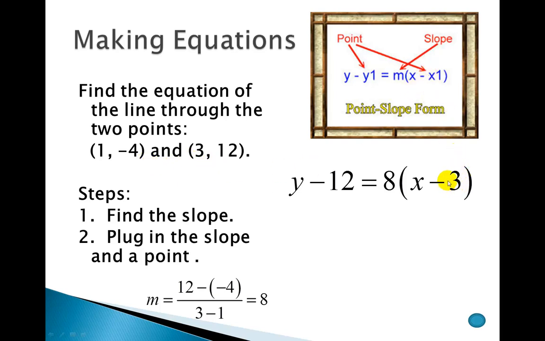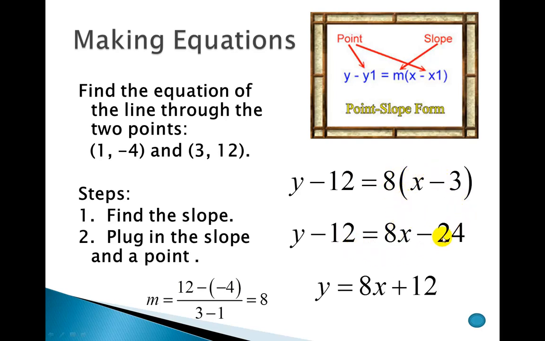Then I plug those numbers in, and so now I'm ready to clean up. I'll multiply this 8 through, and then I'll bring the 12 over by adding 12, and now I've got basically my y equals mx plus b form. But I started with the point slope formula because I've got a slope and a data point. I didn't have the y-intercept. That's why I went this direction.